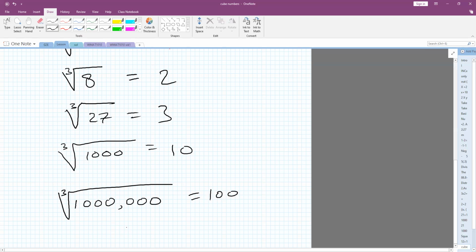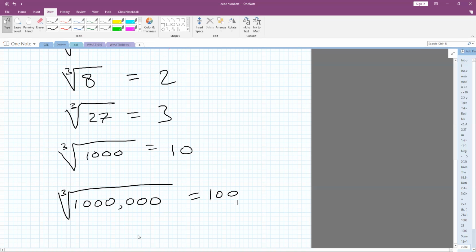This is how I do it. There are 2 zeros here, 2 zeros here, 2 zeros here. Okay. So what do you think? Did you get the idea of cube root now? Okay, let me just do one more time.